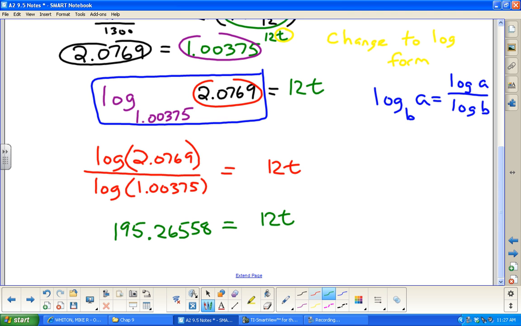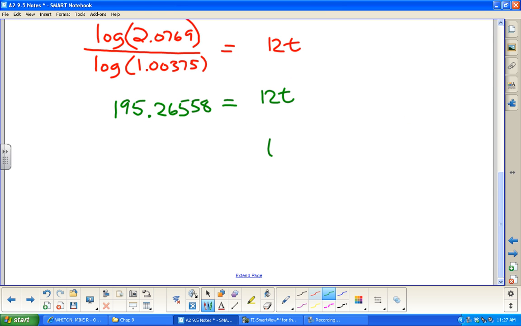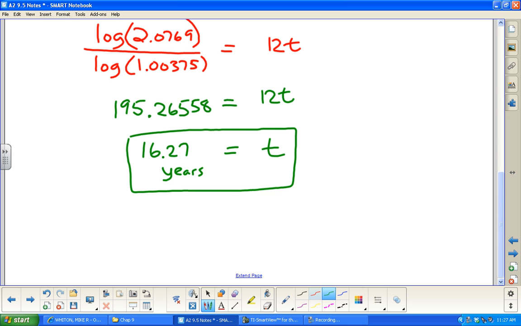Now simply to get t, we will just divide both sides by 12. That'll give us an answer of about 16.27. Again, t is measured in years. That's the number of years it would take to get to the $2,700.